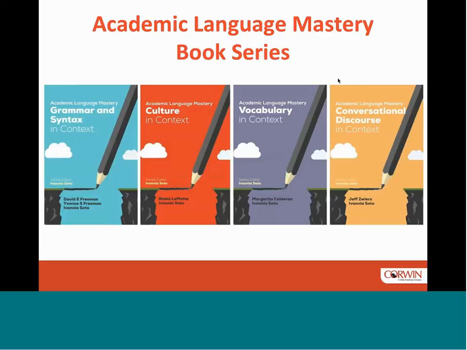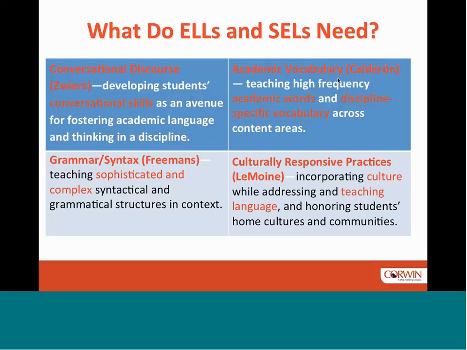We have therefore organized this book series around these 4 dimensions of academic English: conversational discourse, written by Zwiers, which focuses on developing students' conversational skills as an avenue for fostering academic language and thinking in a discipline; academic vocabulary, written by Margarita Calderon, on teaching high-frequency academic words and discipline-specific vocabulary across content areas; syntax and grammar, written by David and Yvonne Freeman, on teaching sophisticated and complex syntactical and grammatical structures in context; and culturally responsive teaching, written by Noma Lemoyne and presented by me today, incorporating culture while addressing and teaching language and honoring students' home cultures and communities.